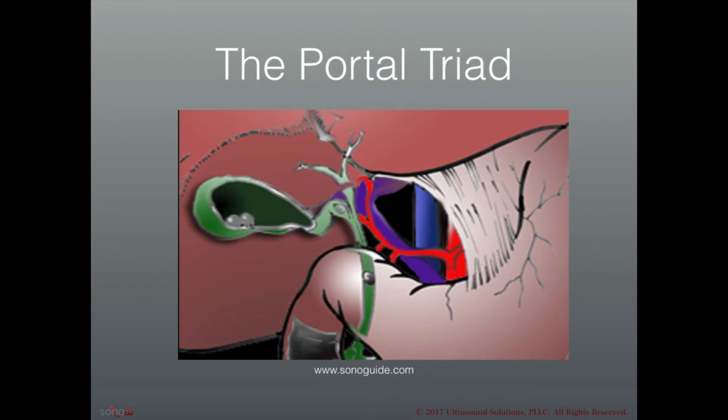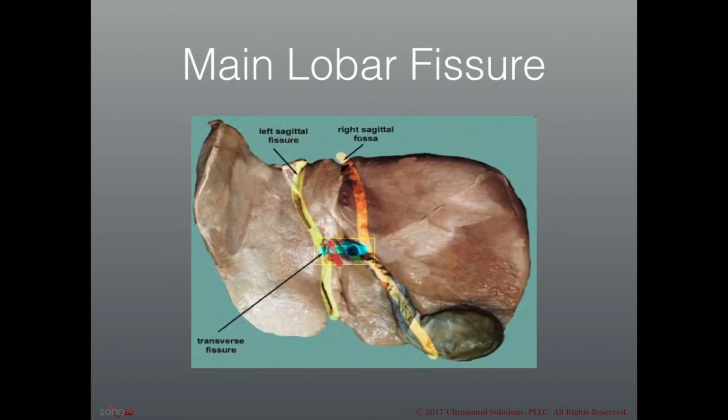The other structure you'll often see on ultrasound is called the main lobar fissure, and this is a fissure in the liver that appears hyperechoic on ultrasound and connects the gallbladder to the portal triad. Now, in some patients this will be more prominent than in others, but it is a helpful finding if you can find it on ultrasound.